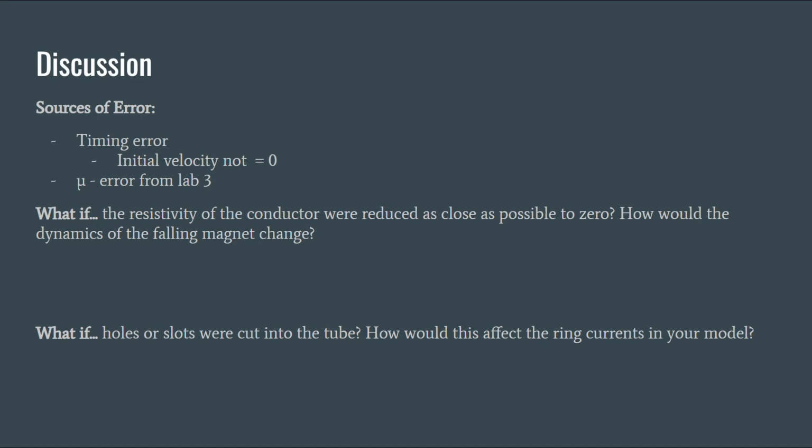What if the resistivity of the conductor was reduced as close as possible to 0, and how would the dynamics of the falling magnet change? If the resistivity went down to zero, the induced current would go up, which would mean that the magnet would fall slower through the tube.